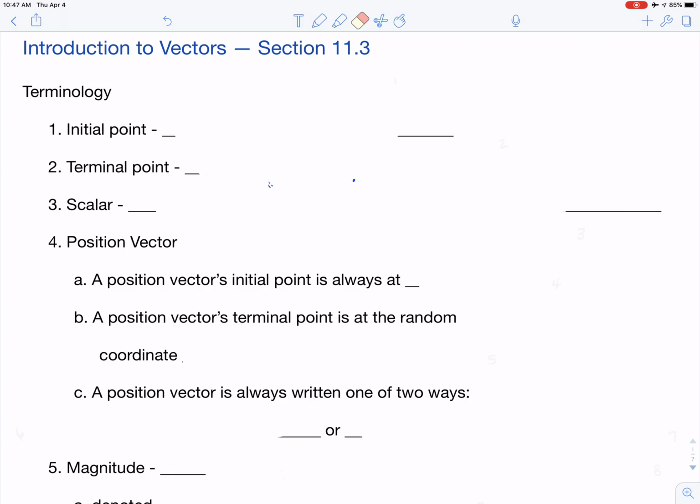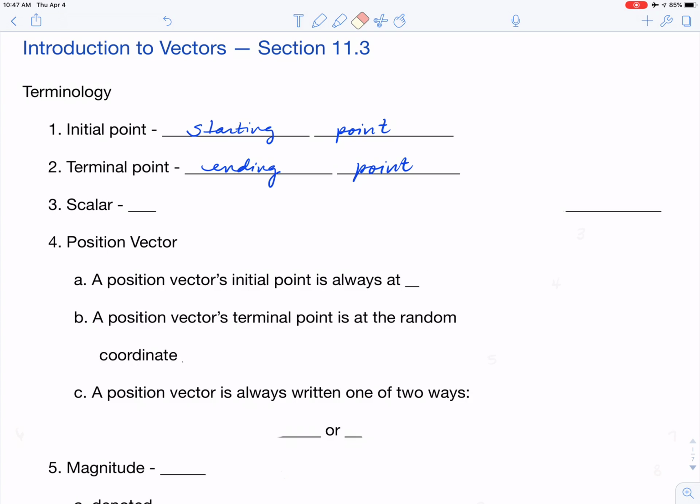So as far as the vector is concerned, every single vector is going to have an initial point. This is going to be where the vector begins, and it's also going to have a terminal point where the vector ends. So what I want you to think about is earlier in this semester, we had something else that had a starting place and an ending place.